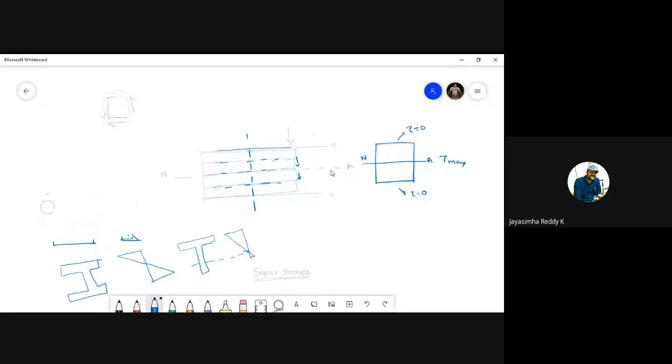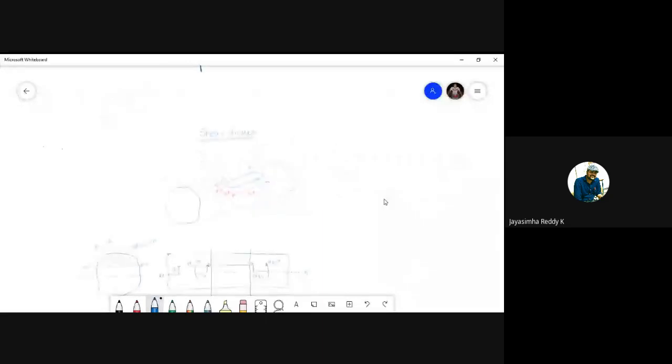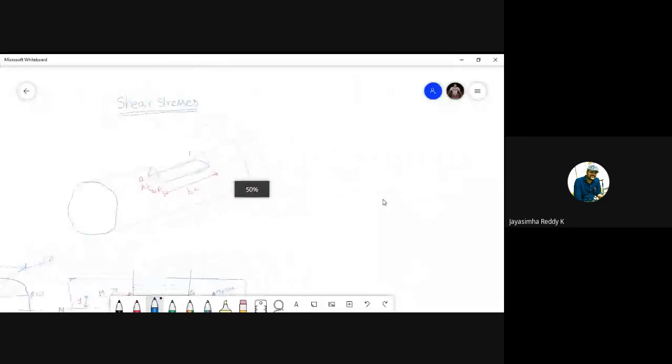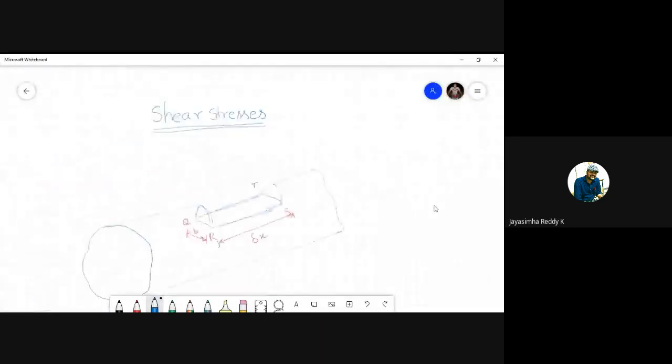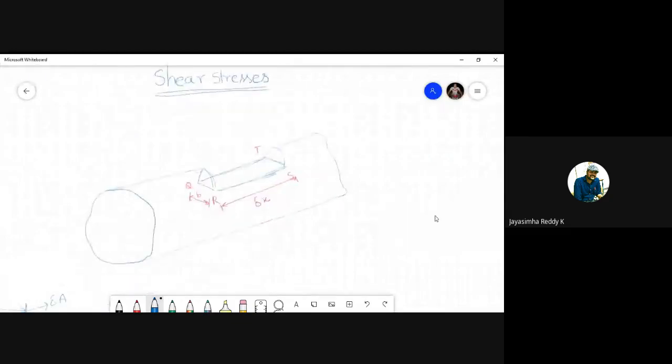Now let us see about shear stress. Shear stress, we have a derivation of shear stress, students. So I'll just brief you the figure and considerations, assumptions, and then we'll derive it in the next class. Okay, I'll just brief you what shear stress is and all those things. Let me go to the figure. Is it okay, students? Is it visible?